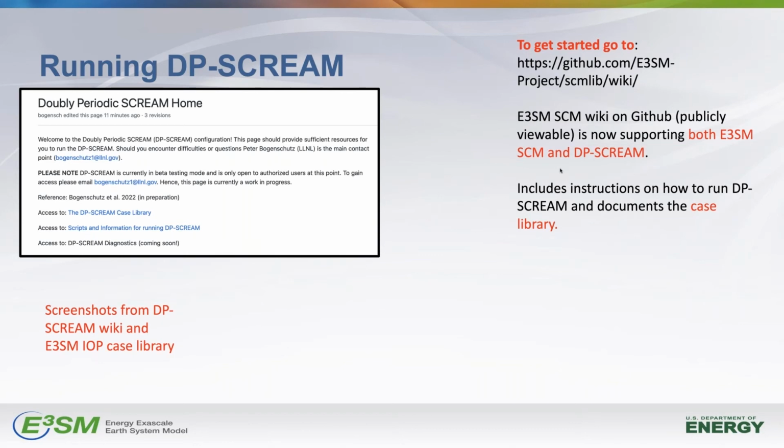So some of you might be wondering, how do I go about running this? To get started, you should go to this link at the top, which represents the E3SM single column repo wiki. This repo now supports both the E3SM SCM and the doubly periodic Scream configurations. When you get to the DP-Scream homepage, you should find easy to follow instructions on how to access the scripts and information for running DP-Scream. You will note that since DP-Scream is still in beta mode, I just ask that you shoot me an email to let me know that you are using it at this time.